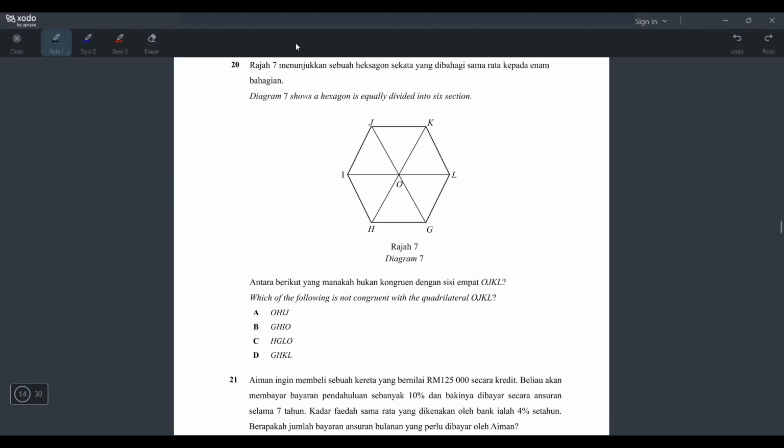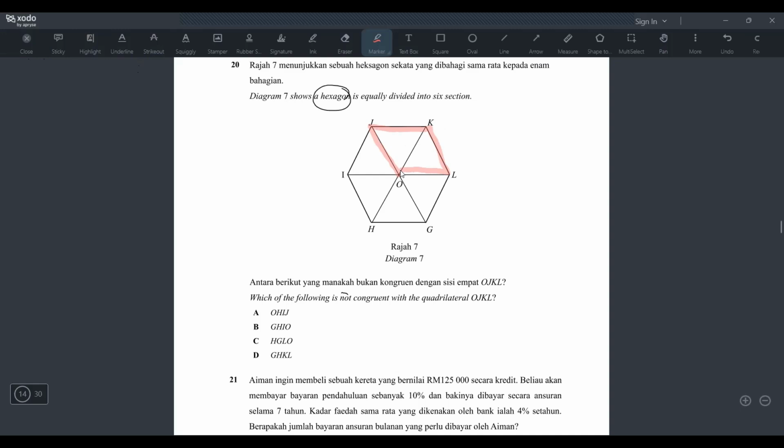Let's continue. Number 20. Diagram 7 shows a hexagon equally divided into 6 sections. So if you divide it into 6 sections, it will look like this, right? So I think we can all say that this is a regular hexagon. It means all 6 sides are the same length, and all the interior angles are also the same. Which of the following is not congruent with quadrilateral OJKL? Let's highlight the OJKL.